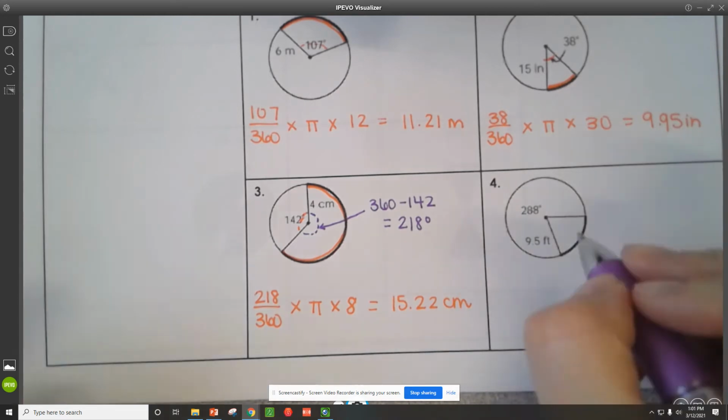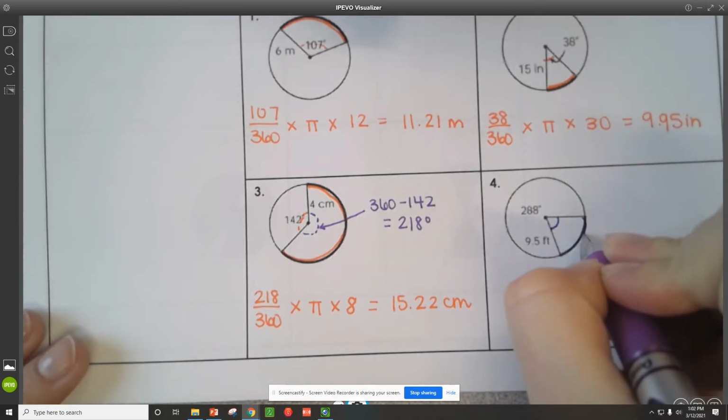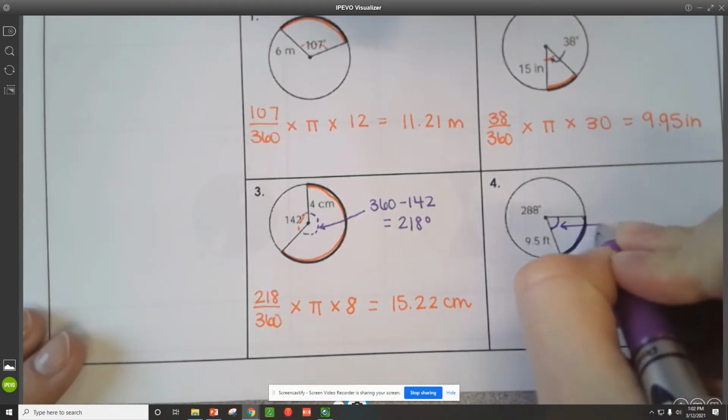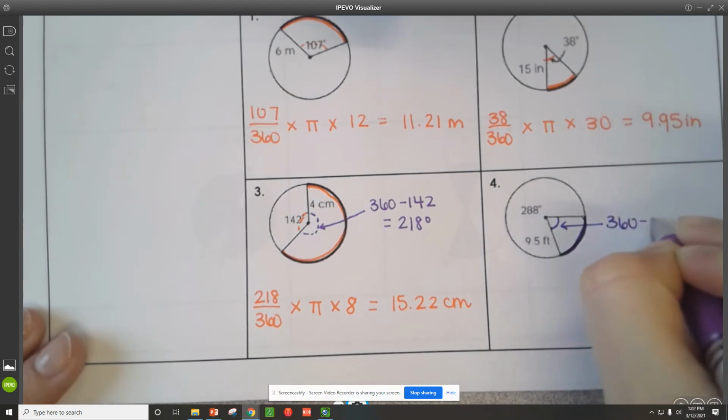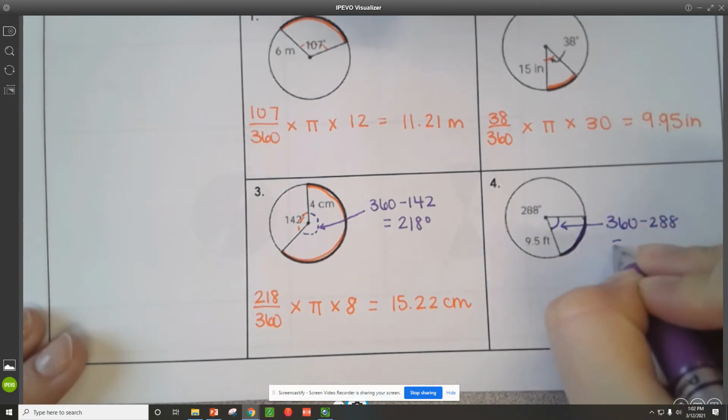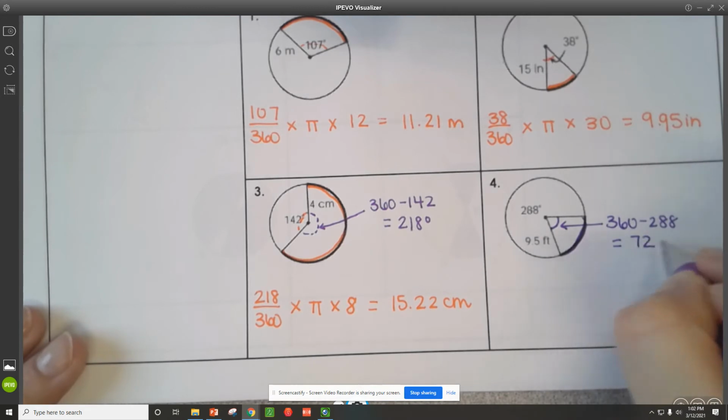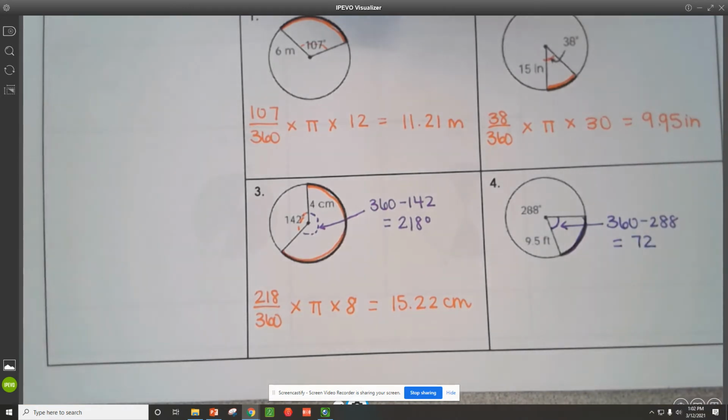So number four, we need to find this angle measure because that's the one that's inside of our arc. So we take 360 minus 288, which is 72.